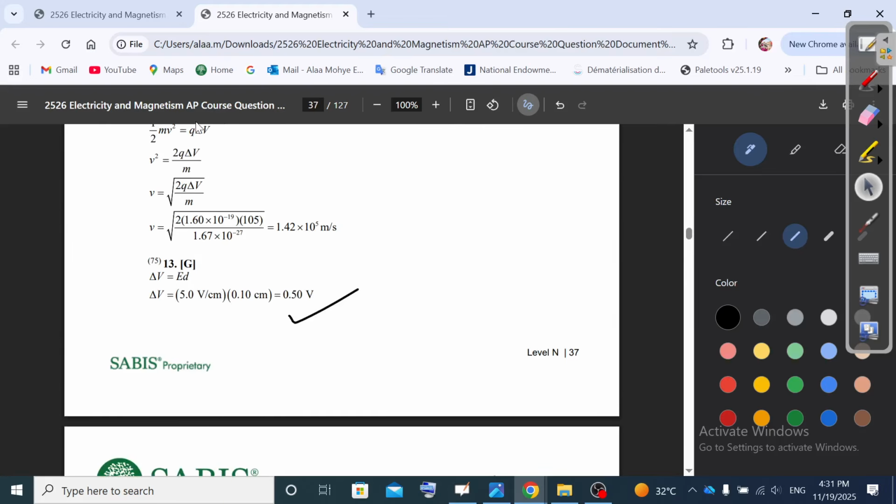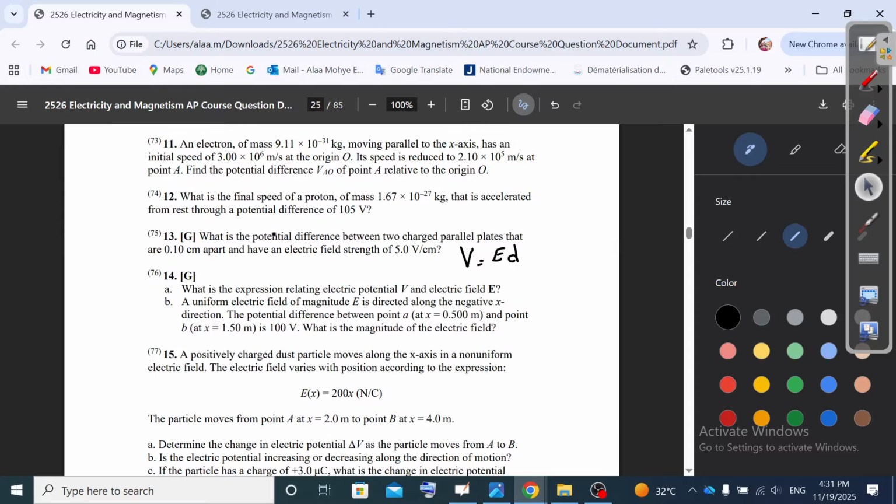So 0.50. There we go. Somebody might ask me, why don't I convert first? Because as you can see, centimeter and centimeter will cancel, and they want the potential difference, which is your V. So you get your V directly. That's it.